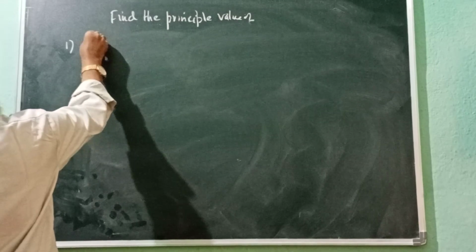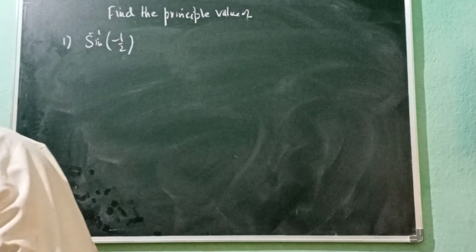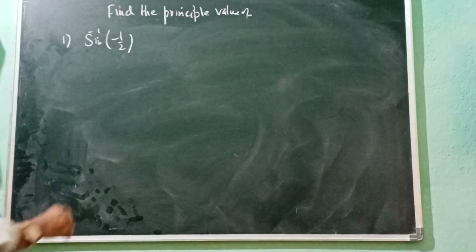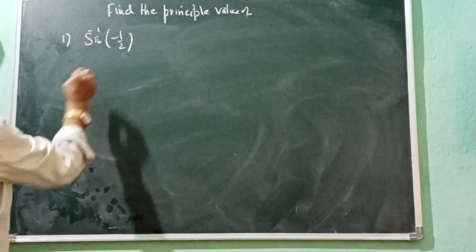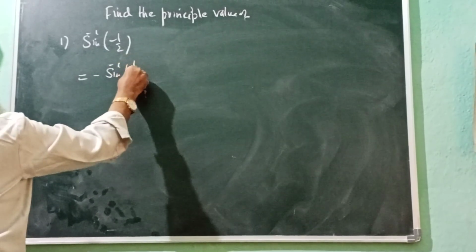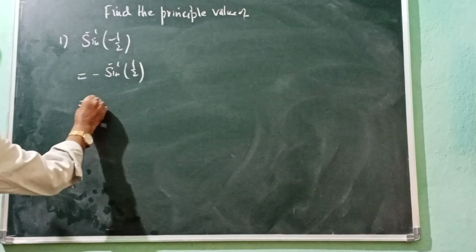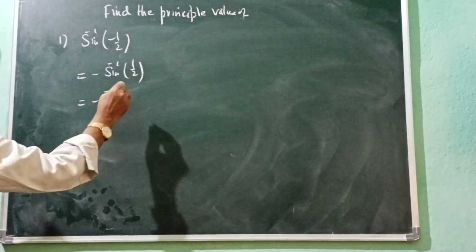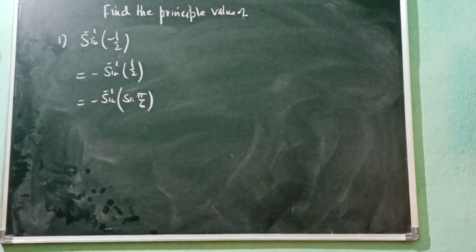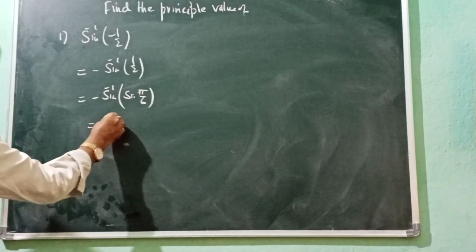Sine inverse of minus 1 by 2. First we have to solve the sine inverse of minus x. See the formula. Sine inverse minus x is equal to what? Minus sine inverse x. And now write down the value of 1 by 2 in terms of sine. What is it? Sine of pi by 6, because sine 30 is 1 by 2. Now sine and sine inverse cancel each other. It is minus pi by 6.